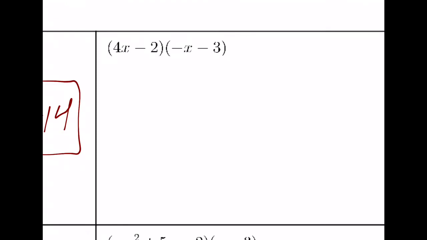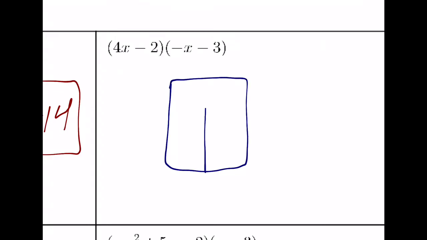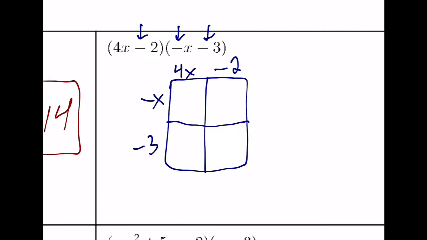Heading over to the right, we have a similar thing going on with more negatives. So I'm going to set up my box. And on the outside, we'll put 4x and negative 2, because of this minus here. Negative x and minus 3, because those subtraction or negative symbols come with the numbers and the letters. And again, I multiply row by column.